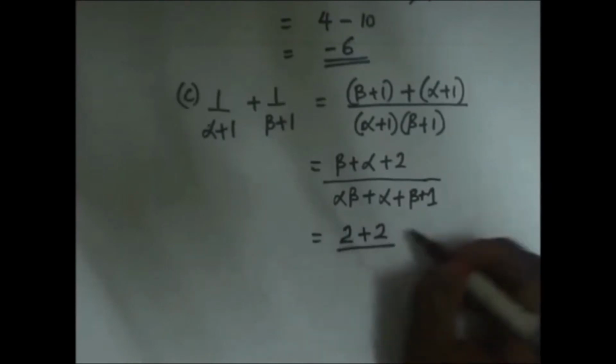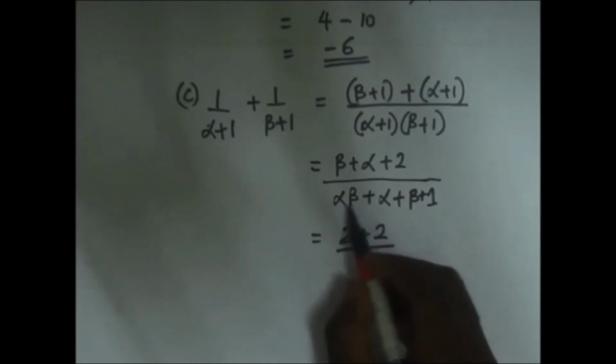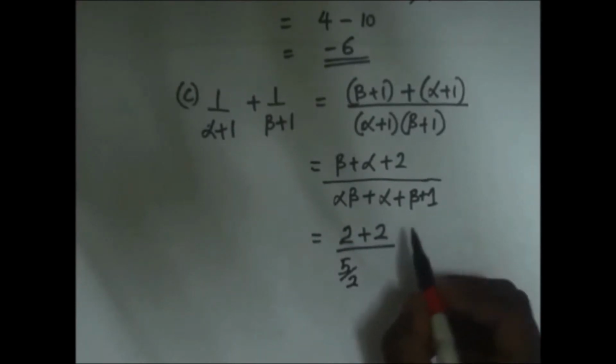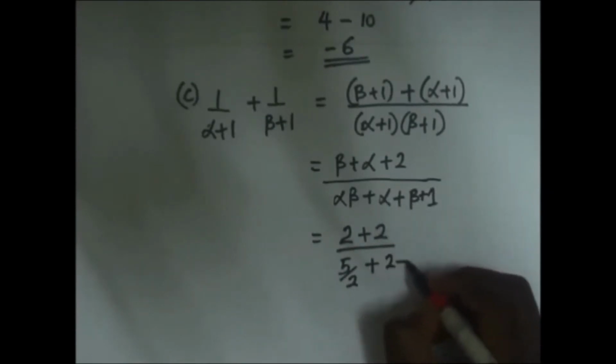So the answer we shall get here will be beta plus alpha is 2. Remember, alpha plus beta is 2, the sum of the roots is 2, so it's going to be 2 plus 2, divide that by alpha beta, that's the product of the roots, and according to the question we find that the product of the roots is 5 over 2, plus alpha plus beta in this case is 2, then plus 1.